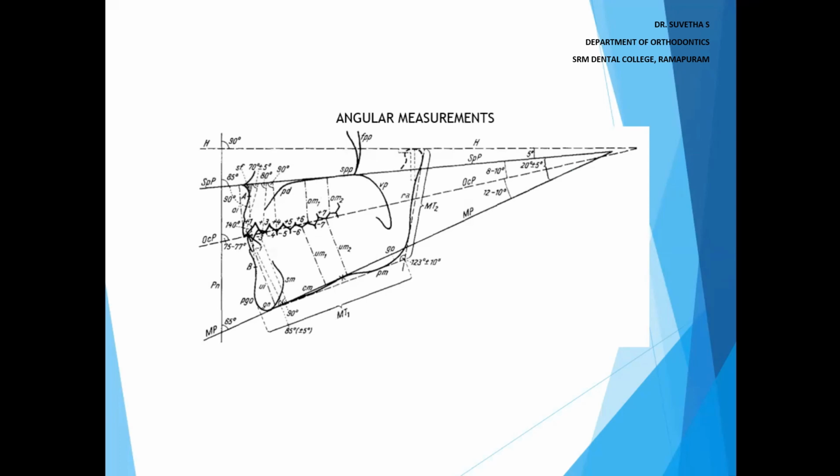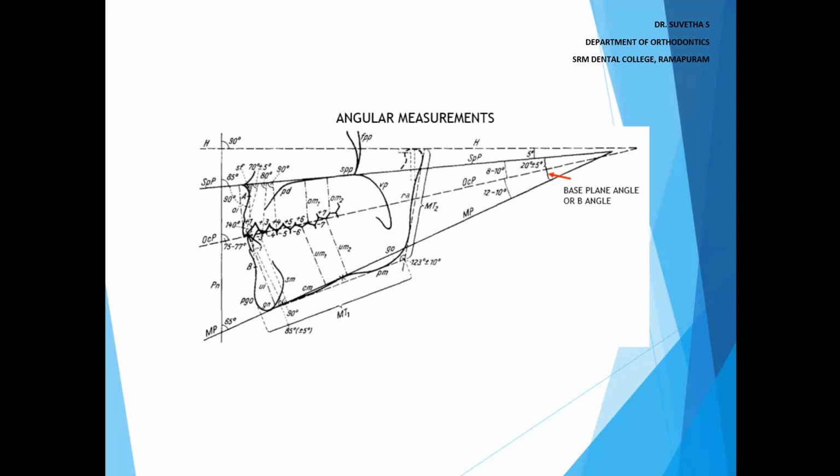So these are the angular measurements. You can see that the interincisal angle is around 140 degrees plus or minus 10 degrees. The inclination of the upper incisor is around 70 degrees plus or minus 5 degrees. The inclination of the lower incisors is around 90 degrees plus or minus 3 degrees. And the angle between the PN perpendicular and the occlusal plane is around 75 to 77 degrees. So these are the different angles that will fall under the angular measurements. So we'll see one by one.